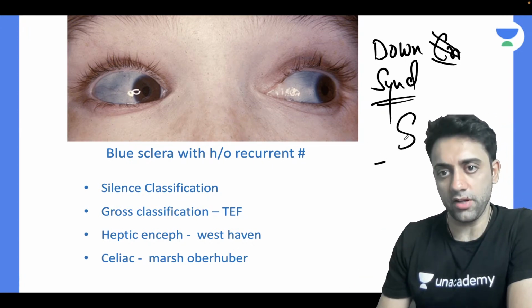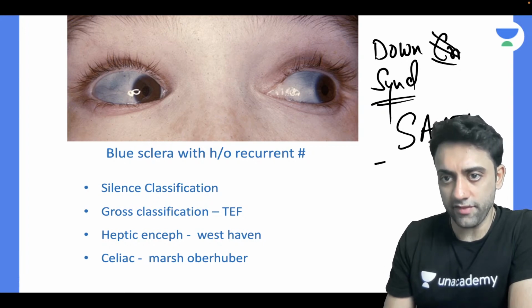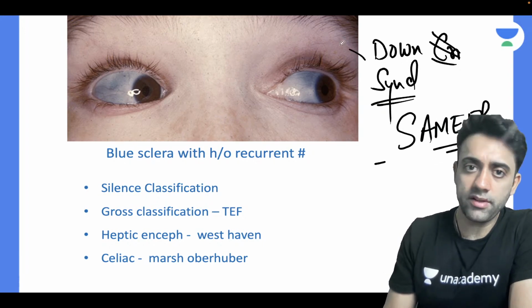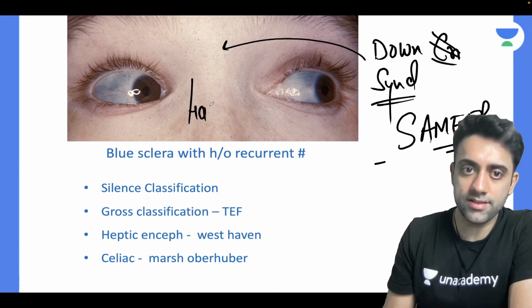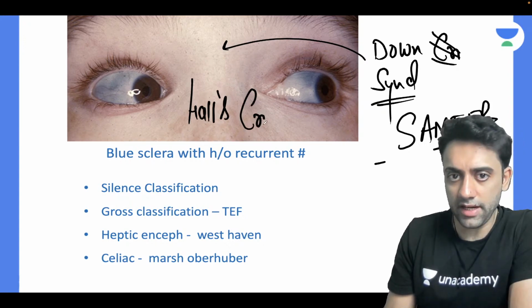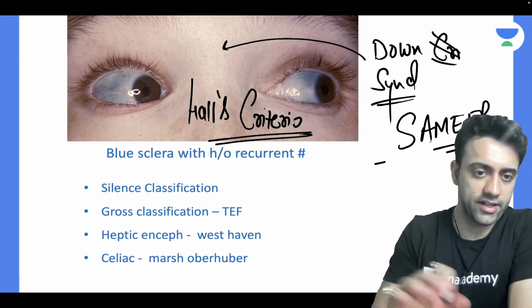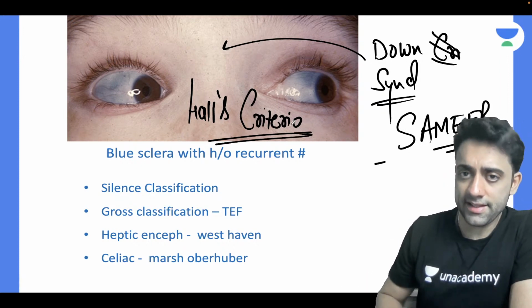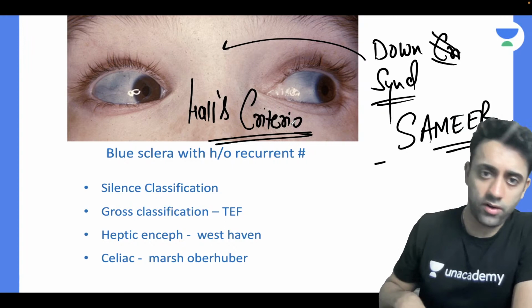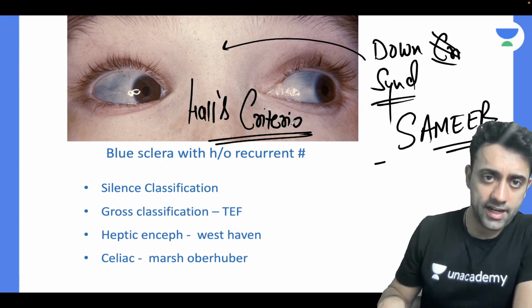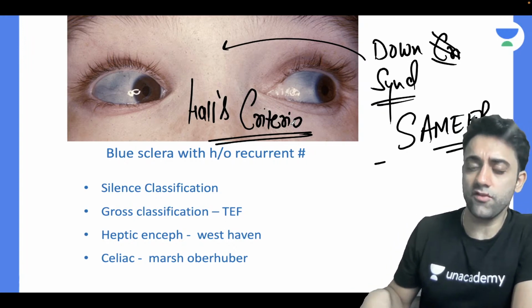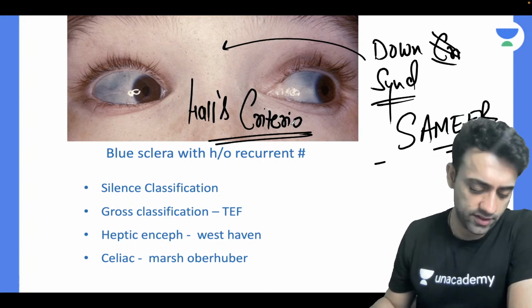Sameer has the beautiful answer. So Sameer is answering very good that the name of the criteria for Down syndrome is Hall's criteria. The name of the criteria for Down syndrome is Hall's criteria. Perfect. So can we please revise that silence classification was there in OI, gross classification in TEF, for hepatic encephalopathy we have West Haven classification, for celiac disease we have Marsh-Oberhuber classification.